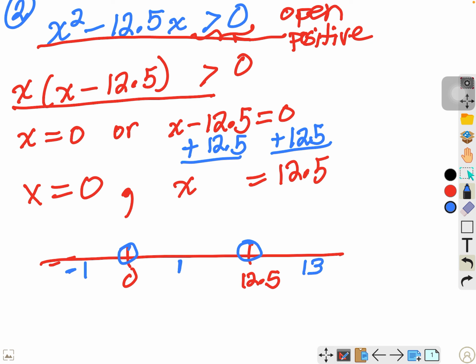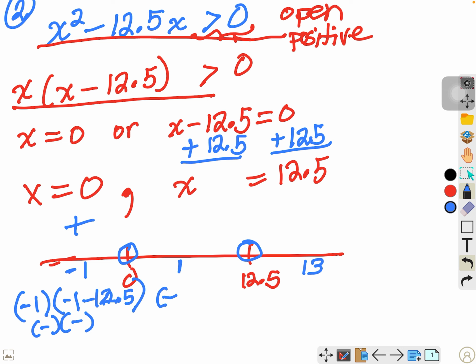And when I plug it back in to the factored form, I get -1 in place of x and -1 minus 12.5. That's going to give me a negative times a negative, positive region. When I test 1 in for x, that's going to give me a positive, and then 1 minus 12.5, that's going to give me a negative. This region will be negative.